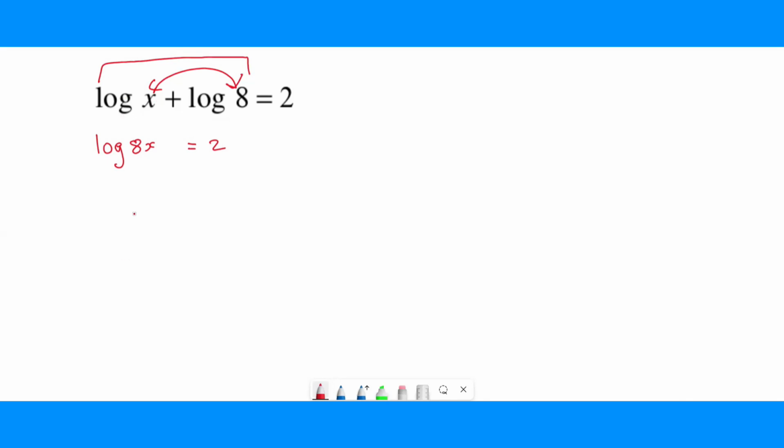What we could do now is, because there was no base here, I could just represent this as base 10. Then we rewrite our logarithm in exponent form. For example, 10 raised to the second power is equal to 8x. 10 raised to the second power is 100, okay? And 100 is equal to 8x. In an effort to find x, I'm going to divide both sides by 8.